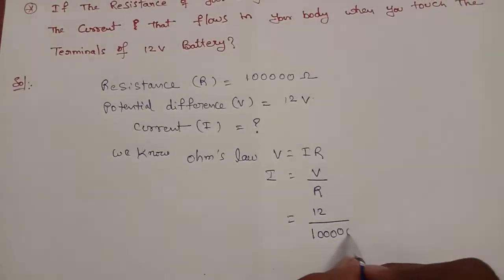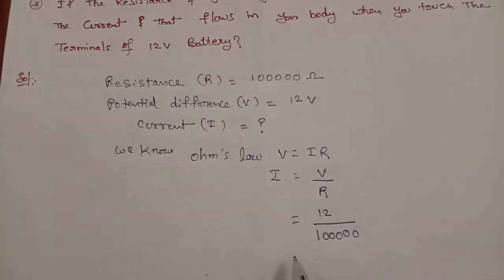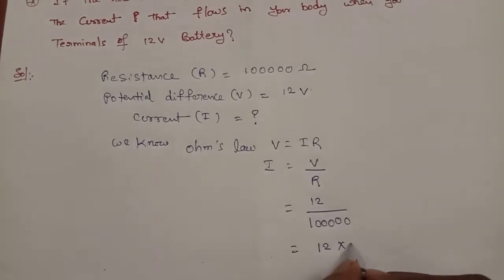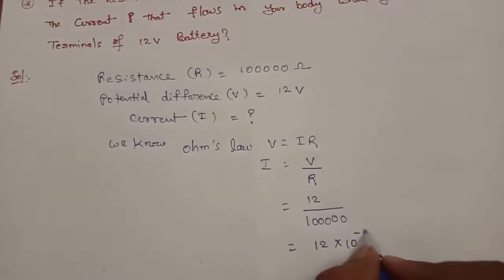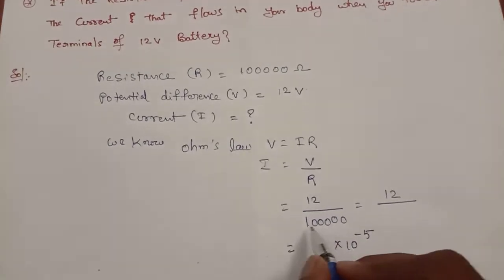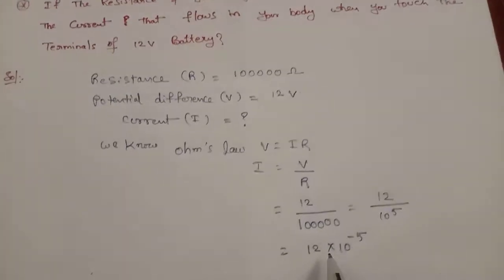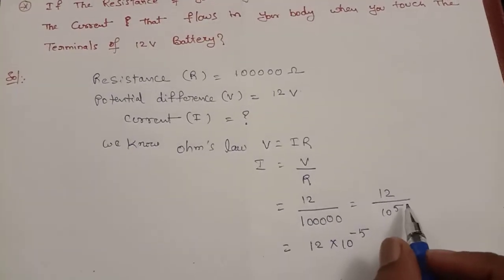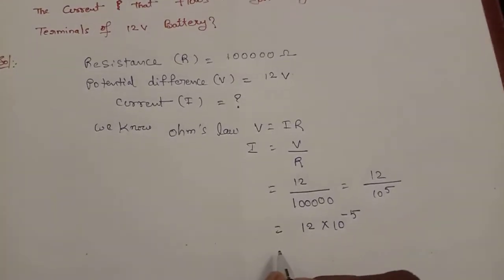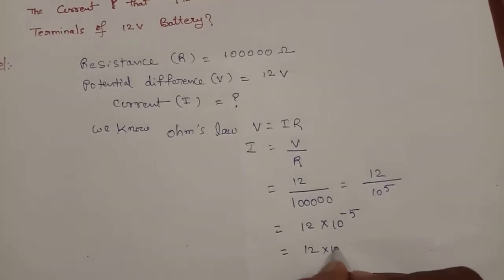Keep in mind that for 1 lakh we have totally 5 zeros. So we can write this as 12 into 10 power minus 5. Because 12 is divided by 1 lakh, which has totally 5 zeros, we can write this as 10 power 5. When this value comes to the numerator it becomes 10 power minus 5. Final answer is 12 into 10 power minus 5.